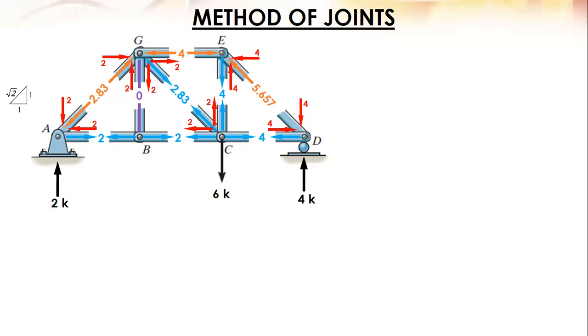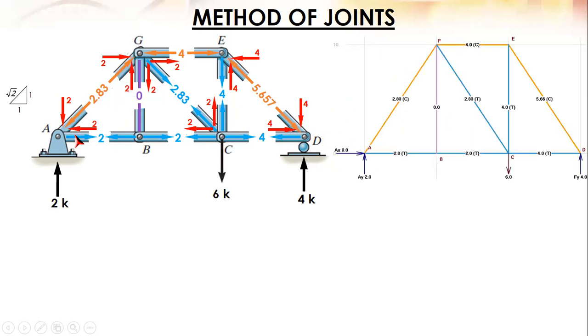Okay. So that is my first technique. Now, if you want to check the values, you can use any software. For this one, I'm using the MD Solids software. Same result. 2.83 compression, 2 tension, 2 tension, 4 tension, 2 to 4. GE is 4 compression. This one is 0, 2.83 tension, 4 tension, 5.66 compression.